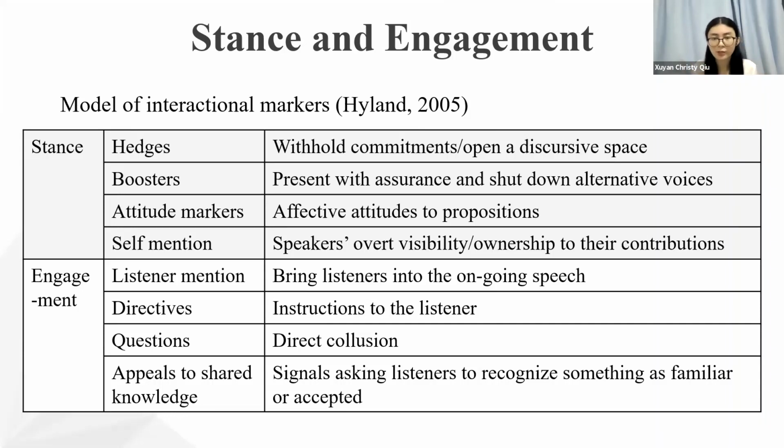So hedges and boosters are 2 sides of one coin, because when we try to use hedges, we're actually showing our reservations towards our claims, or we're trying to create some kind of space for alternative views or show our prudence. But when we're using boosters, we are showing our confidence and assertiveness of our propositions. If we would like to project our affective attitudes towards the propositions, we may use the attitude markers, and self-mentions can be used to project the speaker's overt visibility to their contributions.